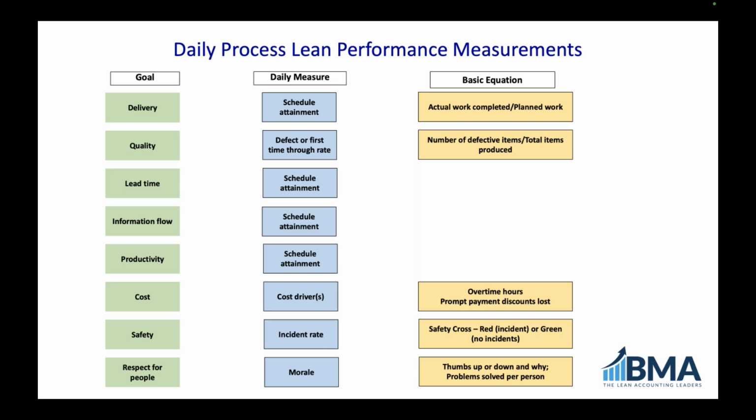Thumbs down, why? So really, in daily lean management for any accounting process, schedule attainment and defects, I think, are the two most important measures. And then cost drivers and safety and morale. So here again, 3 to 5 measures is all you need for any accounting process.